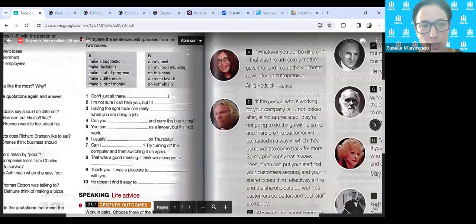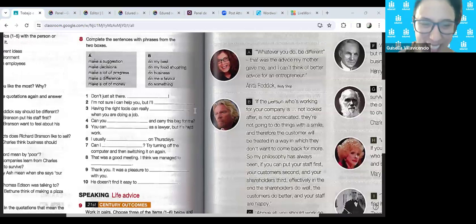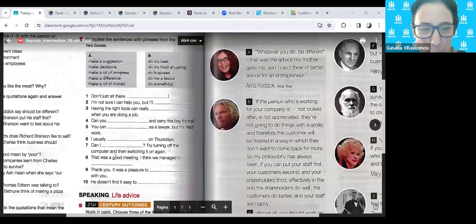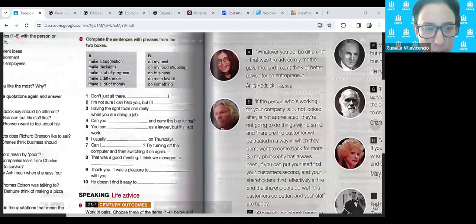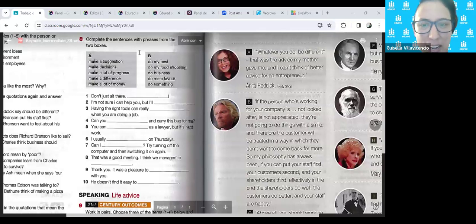A ver, para los chicos que recién estamos tuning in, vamos a crear una pequeña actividad chiquitita en Wordwall usando las oraciones 1, 2, and 3. Okay, thank you, Angelo. It's clear, Jonathan. Thank you. 1, 2, and 3 y Wordwall.